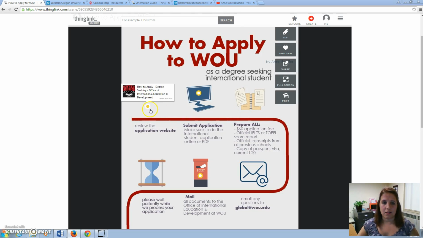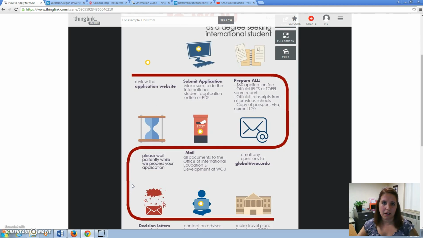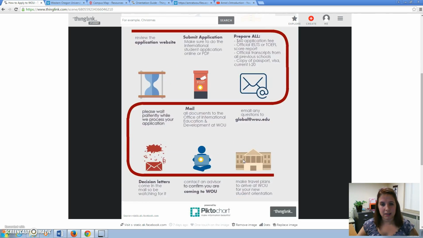so that they can find the links to where to submit their degree, what they need to prepare. The documents are listed here. The time that it takes. We often get students saying, when will it be ready? How long are you going to take to process my application? They are responsible for mailing in certain documents, and the address is right here for them. If they have any questions at any time, where they can email us or contact us.